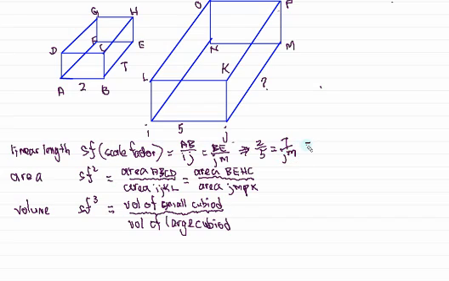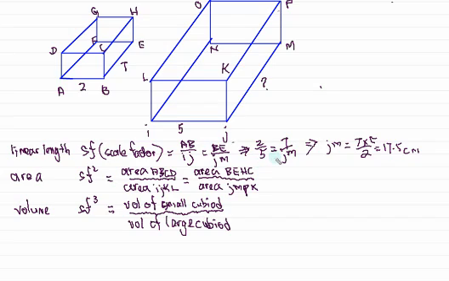So the length would be, this will give you GM equal to 7 times 5, cross multiply, divided by 2. That will give you 17.5 cm.